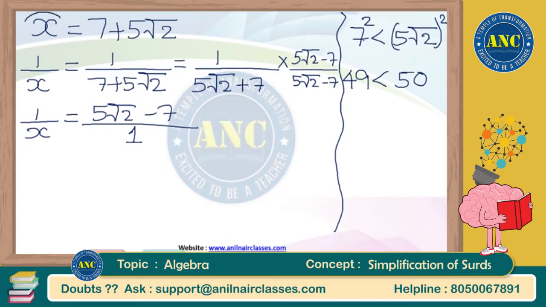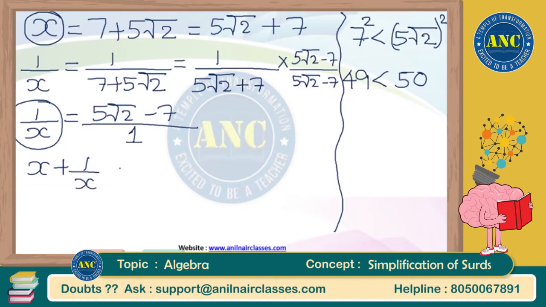So x is 7 plus 5 root 2, or I can say x is 5 root 2 plus 7. Addition is commutative. I hope you know that concept also. X is 5 root 2 plus 7. 1 by x is 5 root 2 minus 7. So if I add them, x plus 1 by x is 5 root 2 plus 5 root 2, which is 10 root 2. X minus 1 by x is 7 minus of minus 7, it is nothing but 14.